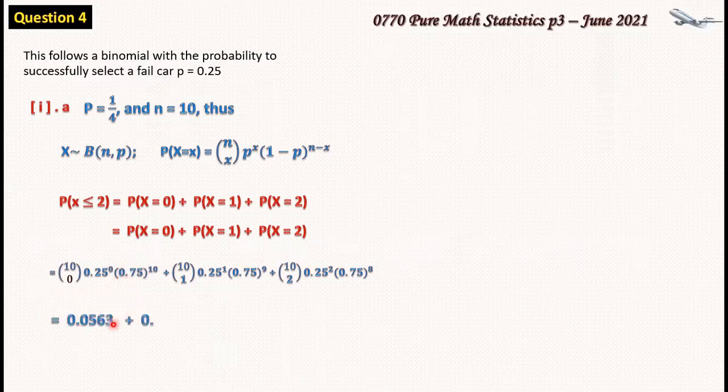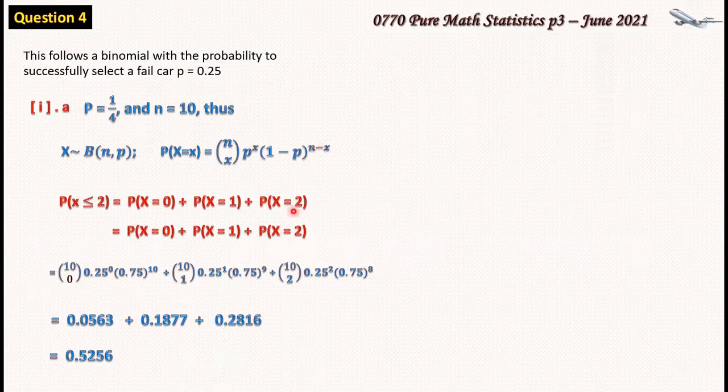So simplifying this will give us 0.0563 plus 0.1877 plus 0.2816, whose sum is 0.5256. So these are the results, and you should give an answer to 4 decimal places. So this is the probability that at most 2 of the 10 cars fail their inspection.